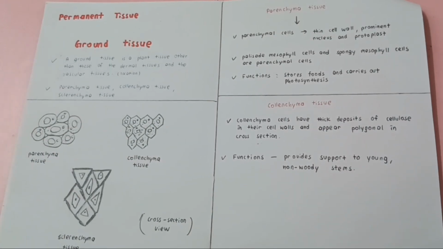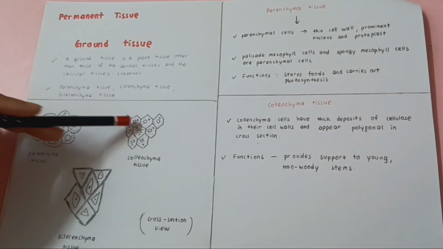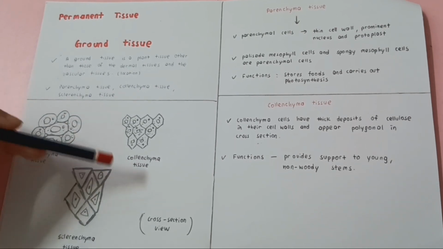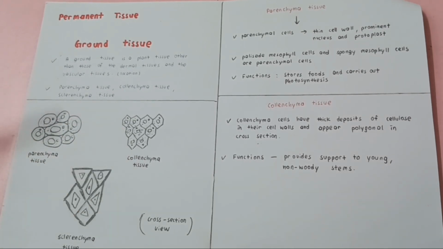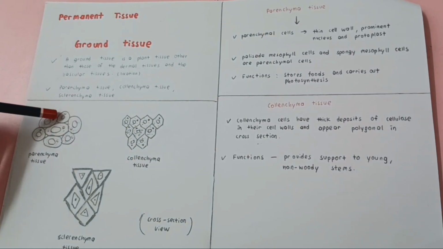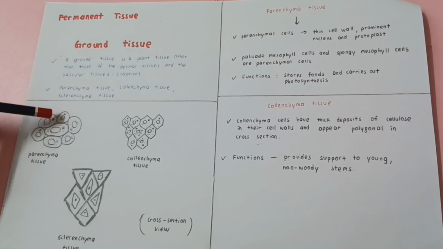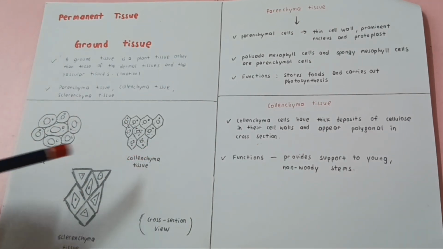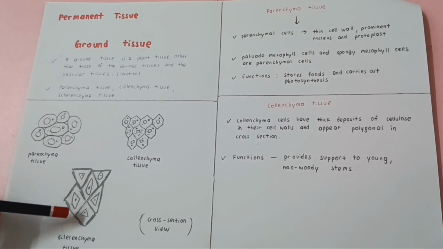So how to differentiate between parenchyma tissue, collenchyma tissue, and sclerenchyma tissue? This is the cross-section view of those tissues, and the parenchyma tissue are usually round in shape, whereby the collenchyma tissue are polygonal in shape, and then the sclerenchyma tissue have very thick cell wall.